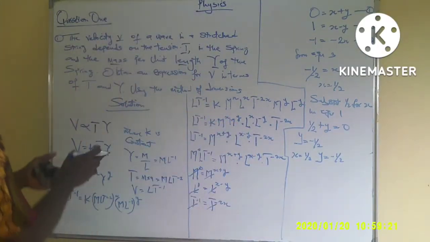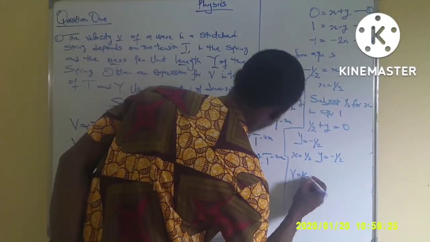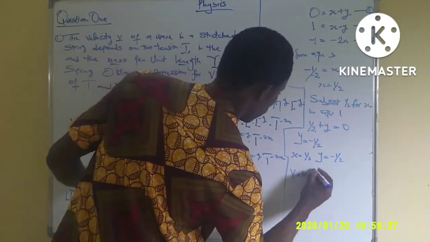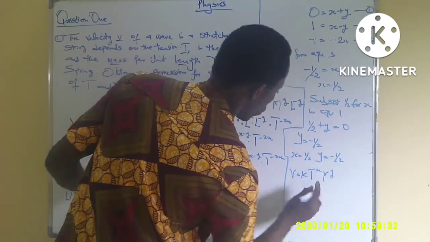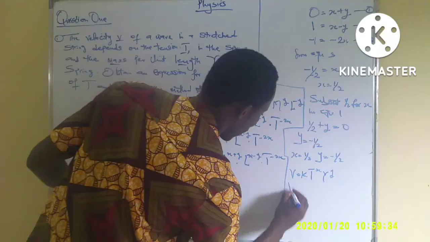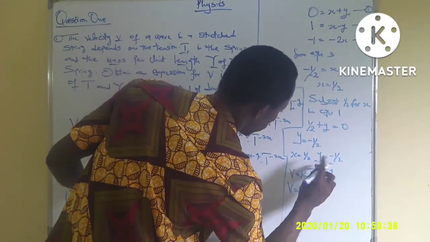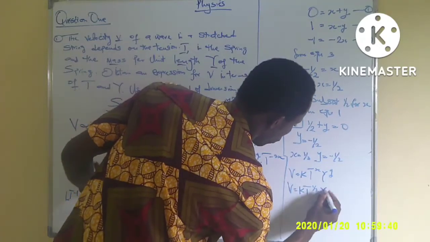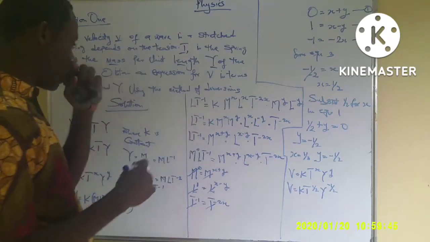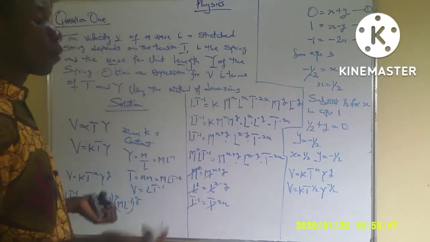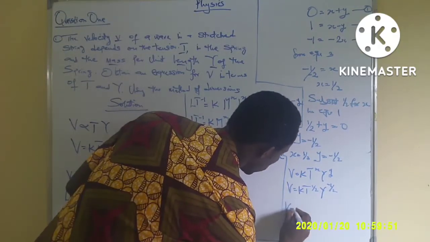We have v is equal to k, T raised by x and the mu raised by y. So what is x now? X is 1 over 2. So we have v is equal to k T raised by 1 over 2. Then the mu now, which is what? Minus 1 over 2. Mu raised by minus 1 over 2. So let us take it to the form of square root. As 1 over 2 in this is square root. So we're having v is equal to what?